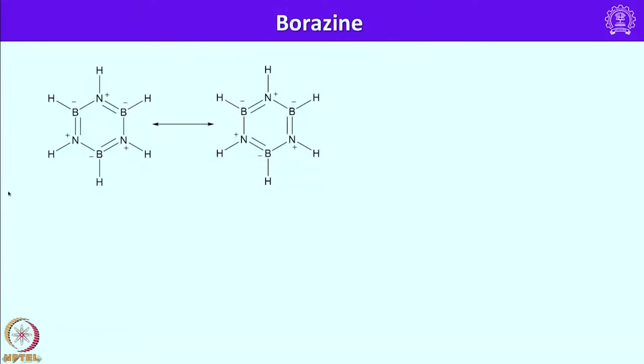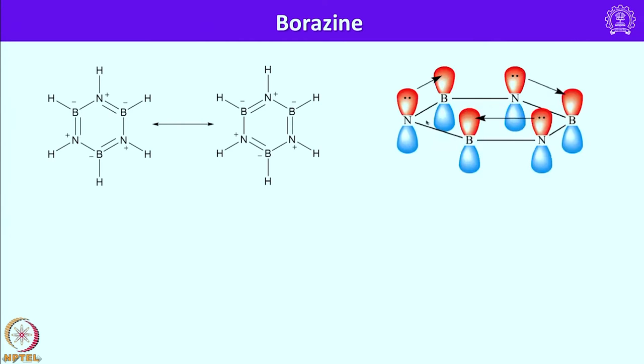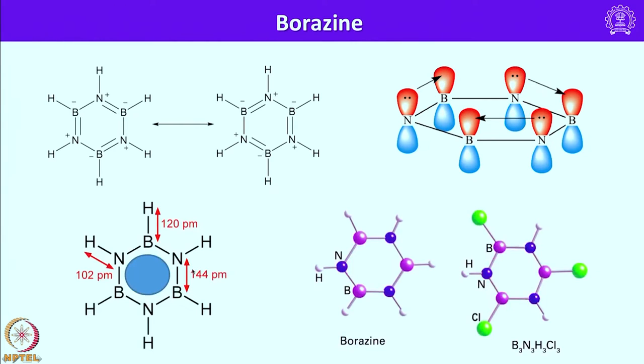This is how one can write the borazine structure here. Of course, one can write an alternate structure and also a resonance structure. These interactions of nitrogen lone pairs with empty p orbitals of boron are responsible for the multiple bond character here. Some bond parameters are given here. And this is the analogous trichloro compound, where the boron-hydrogen bonds are replaced by boron-Cl bonds. Let us look into some reactions of borazine.